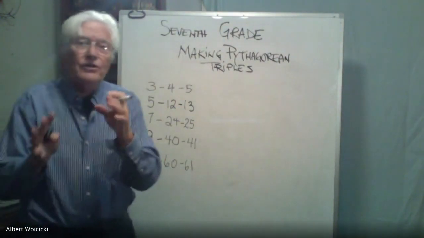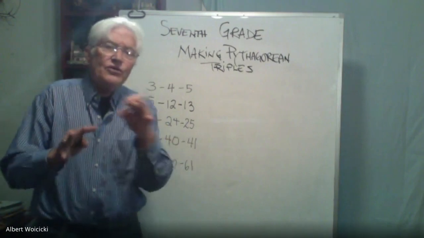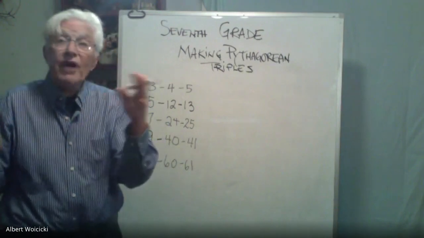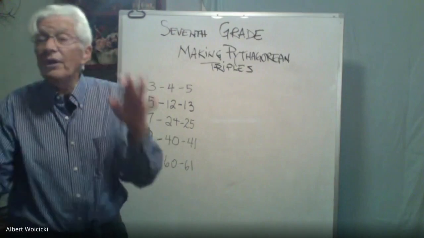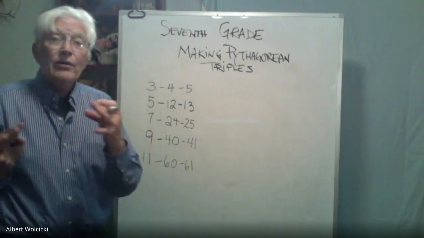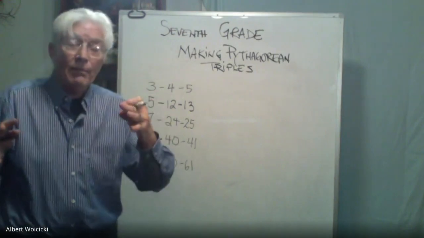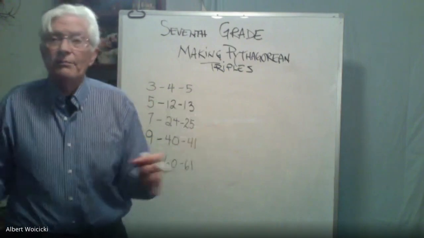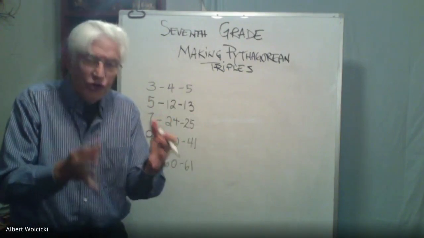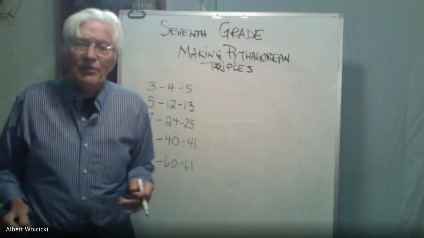Here's what I'd like you to do. Have your students try this. Maybe you've got this already and you're doing it already, but this is a great way. How would you guys like to make a Pythagorean triple all the time? No matter what numbers you choose, I guarantee it's going to be a Pythagorean triple.